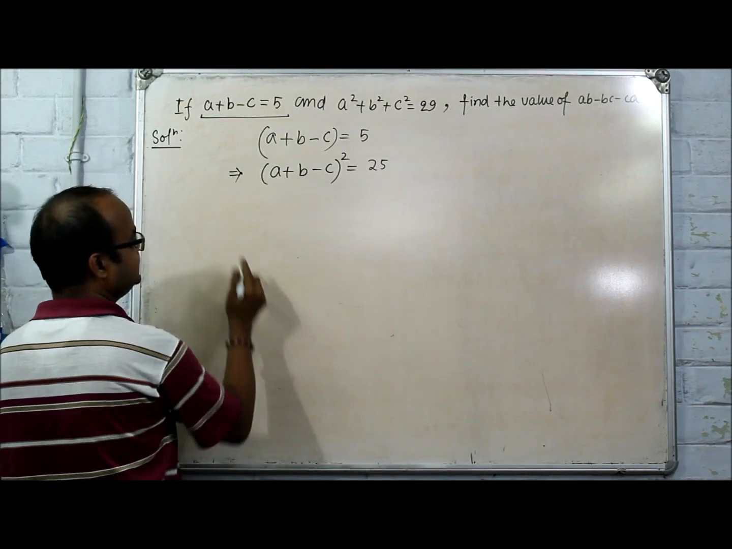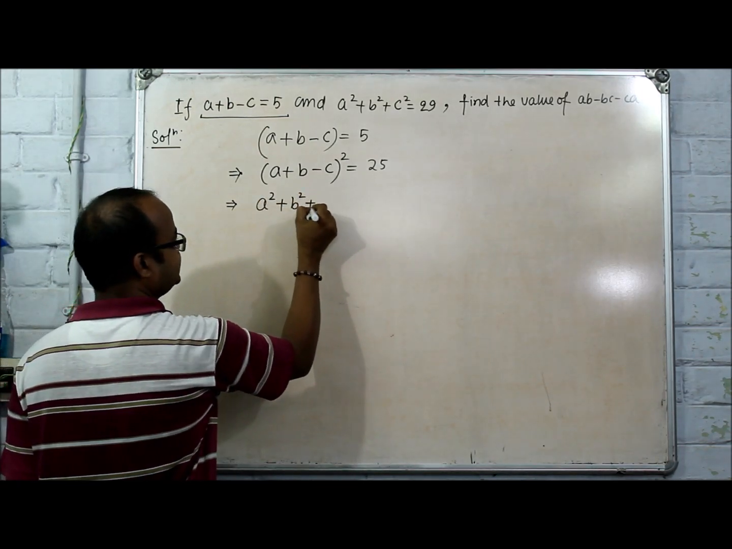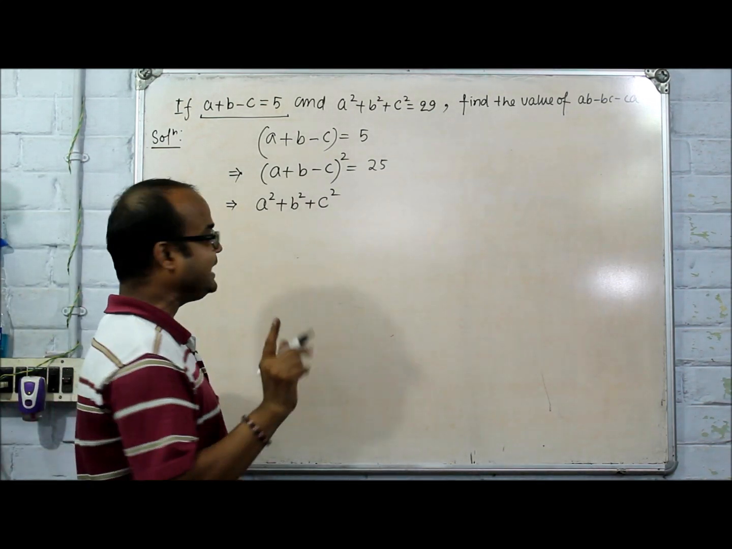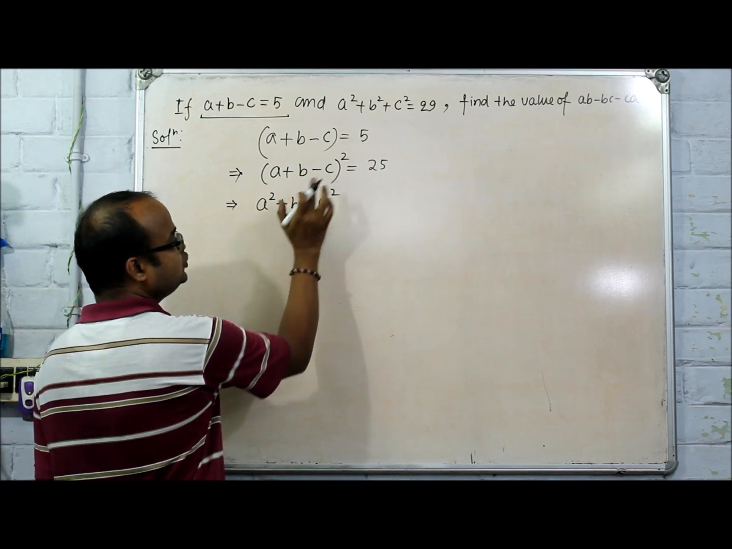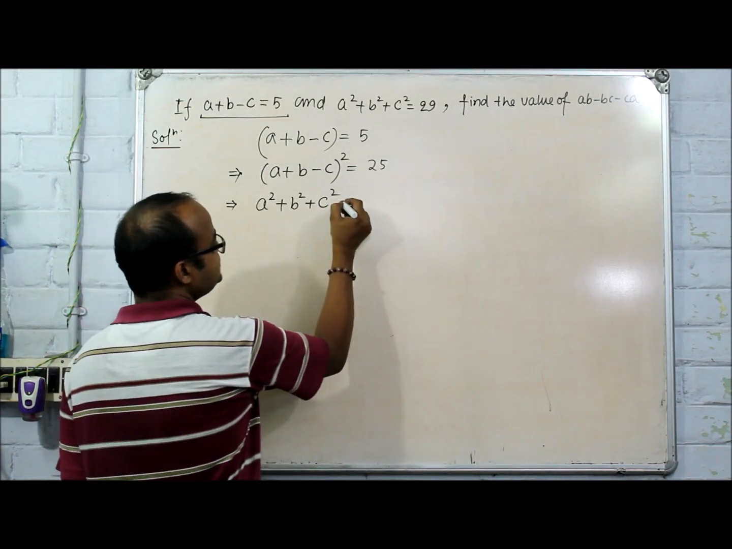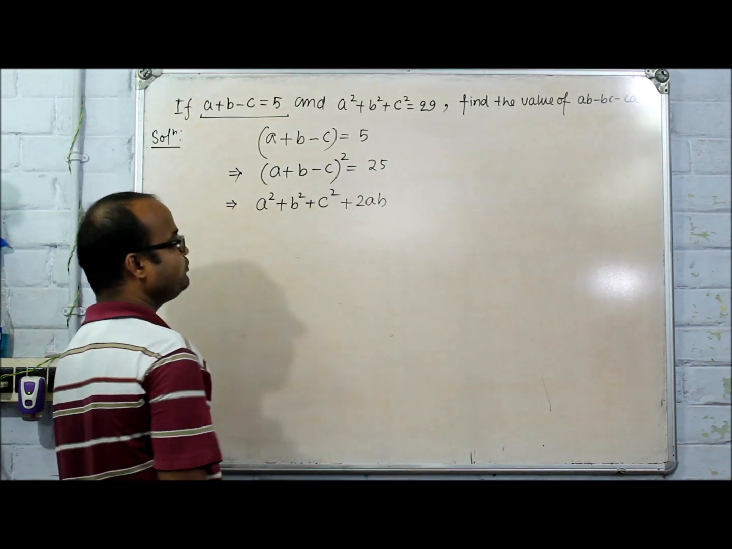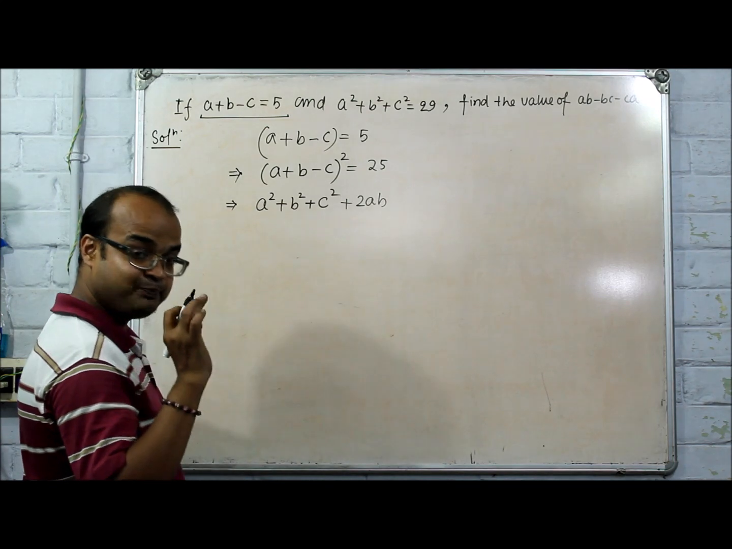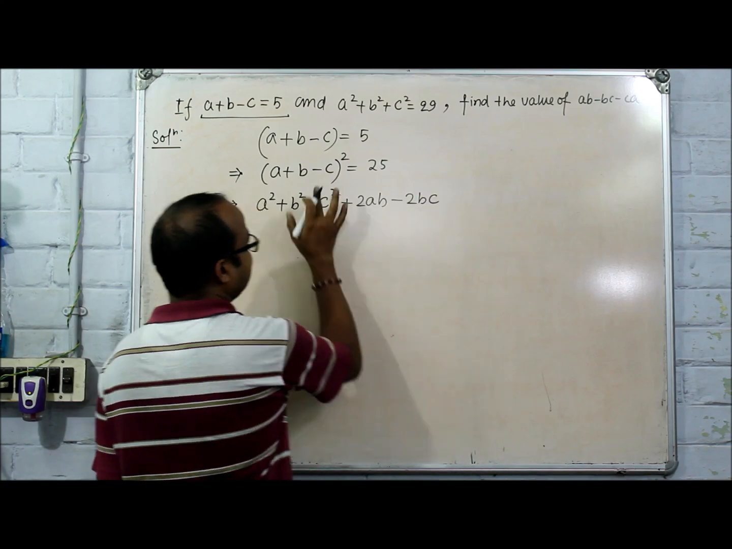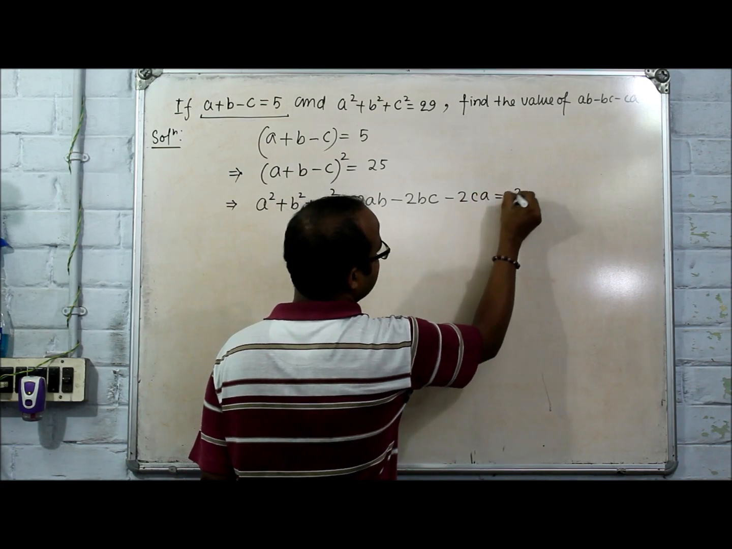Now if you expand this, the first three terms will be a square plus b square plus c square. Now, as I told you, c is negative, so whenever c terms are there, that product will be negative. The first product is 2ab, so that will be plus 2ab as both a and b are positive. Now the next is bc. c is negative, so we write minus 2bc, and the last product is ca. So c is negative, so minus 2ca is equal to 25.